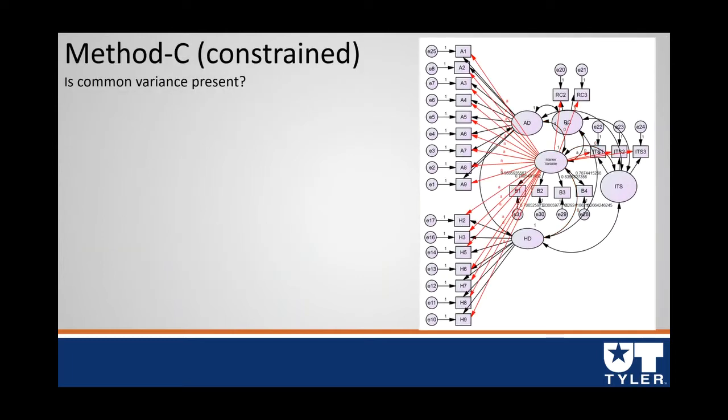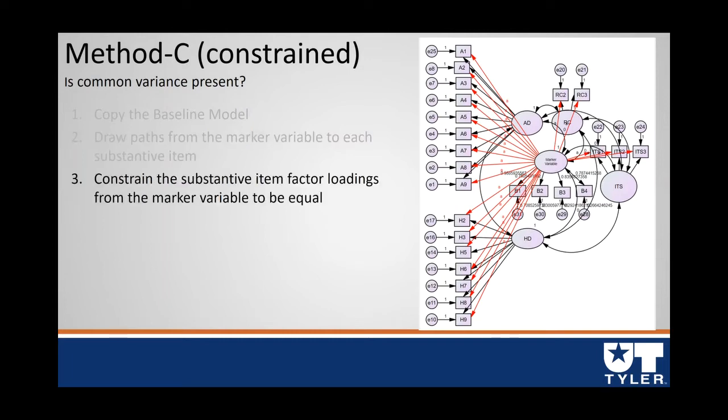Our fourth model is called method C, which stands for constraint. And the method C tests to see is common variance present. So we're going to build off of our baseline model and we're going to draw the paths from the marker variable to each substantive item, which I have put in red for you. And then we're going to constrain the substantive item factor loadings from the marker variable to be equal for all of my substantive variable items, which I have 21 of. So you'll see that I've constrained those by putting the letter A in the regression weight.